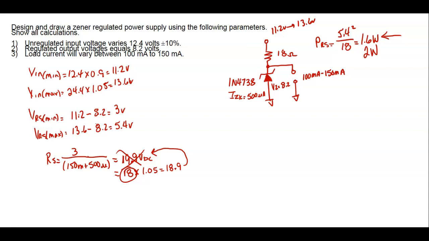Okay, guys, what do we need to do now? We need to figure out if we're going to burn up our Zener. So power across my Zener is going to be equal to 8.2 volts. Then we're going to calculate the maximum current in the circuit. So I'm going to use the maximum voltage across that series resistor, which is 5.4, divided by the size that we end up using, 18. And then I'm going to subtract from that what? The minimum current, right?